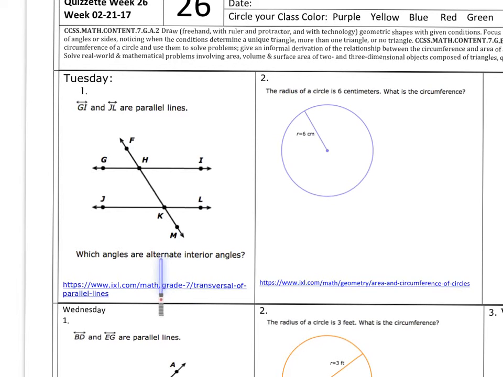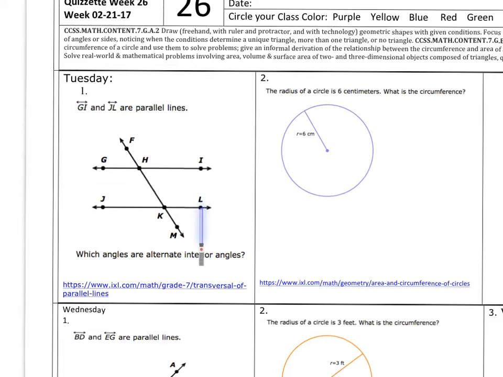So when you think of the word alternate, you think of something that trades. So sometimes it's with this person, sometimes it's with that person. It just alternates. Kind of like sometimes when I collect papers, sometimes I pick person A, person B, so it alternates. It changes. So if we look at the interior, we have this angle right here, which is GHK, and then we have IHK, and then we have LKH and JKH. So we are looking for alternate interior angles.